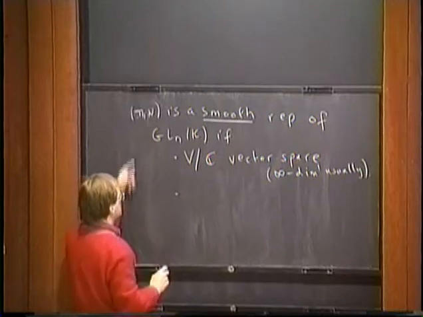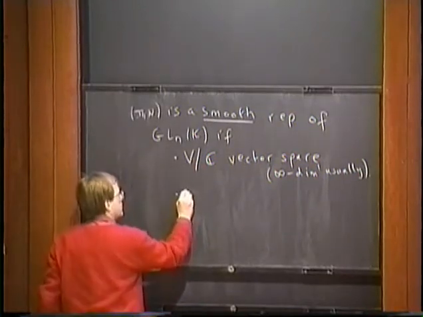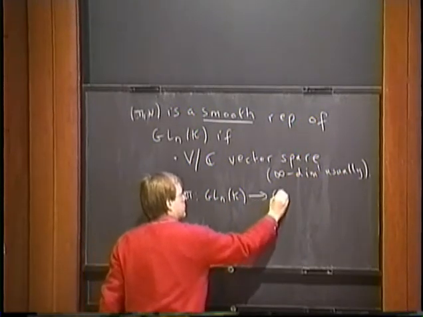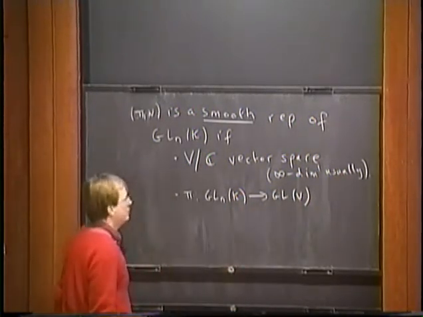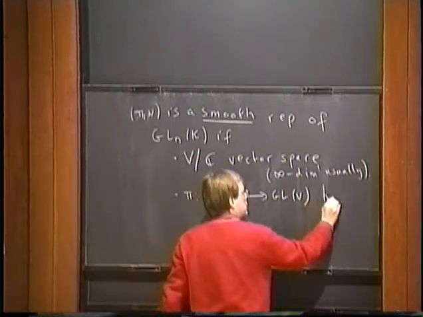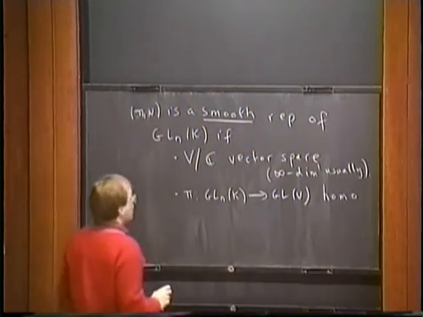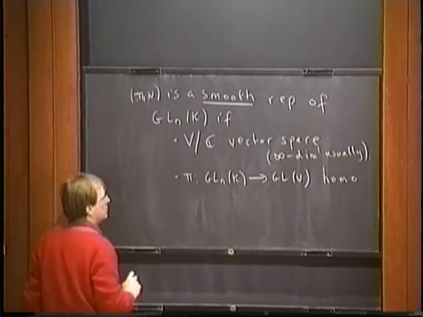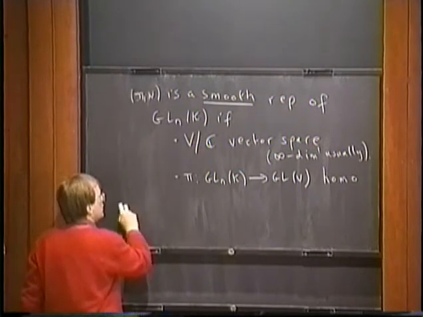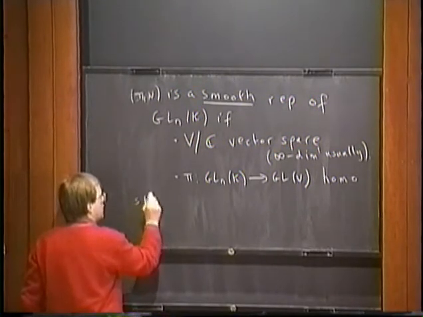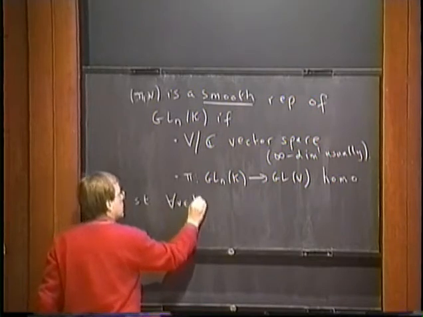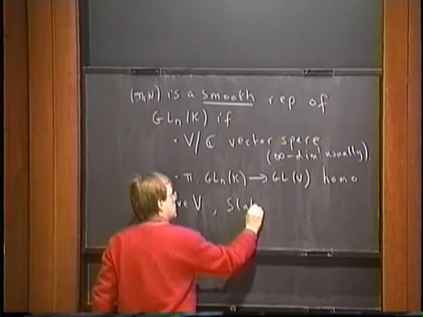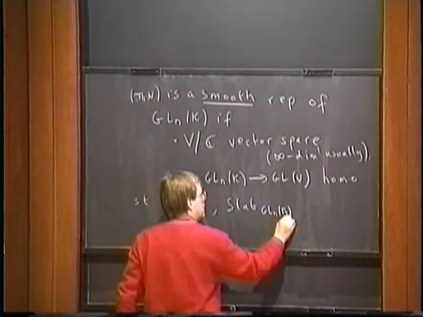And then π is just a representation of this group on V, so π maps GLn(K) to the linear automorphisms of V, a homomorphism. But because we're often working in infinite dimensions, we need some sort of continuity condition, and the simplest one one can hope for is that for all vectors in V, their stabilizer in GLN of K is open.